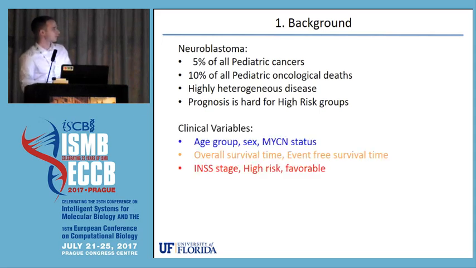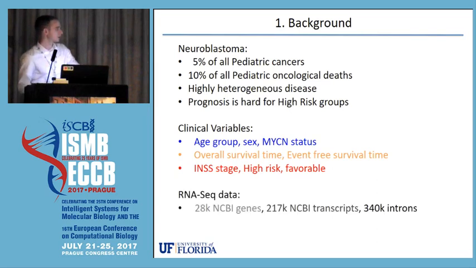We have a few clinical variables, so age, sex, MYCN status. We consider all of those. We have two responses, overall survival time and event-free survival time, and both of those come with censored variables as well. This presentation will only look at overall survival, but we have similar results for the event-free survival times. And we also have these other categories, ISS stage, high risk, and favorability.